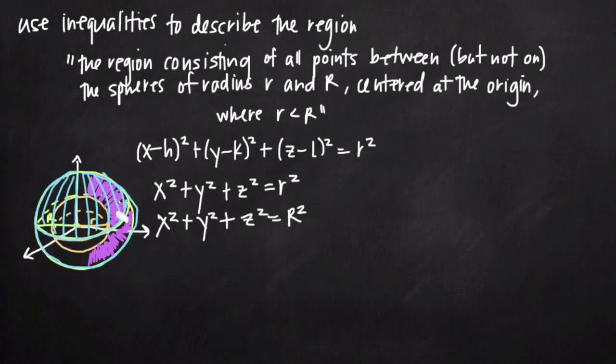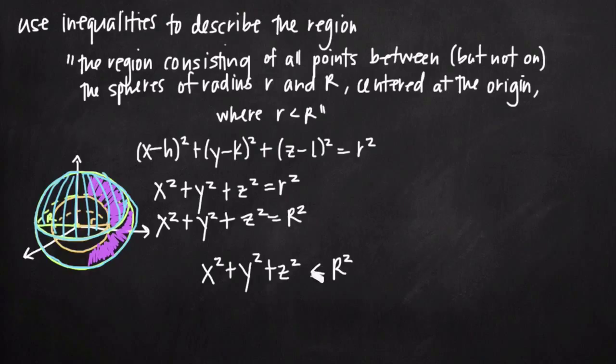So we don't want to include those points. We only want to include the points that are inside this. So what we're really looking for is the set of points where x squared plus y squared plus z squared is less than R squared. This inequality models all of the points in three-dimensional space that are inside this hollow shell of the outer sphere. So these are all the points, basically the solid ball that lies inside this larger sphere, but doesn't include the shell of this larger sphere. And we don't want to include the shell because it says consisting of all the points between, but not on, the spheres. If we wanted to include those points, if it didn't have this "but not on" clause, then we would say less than or equal to for this inequality.